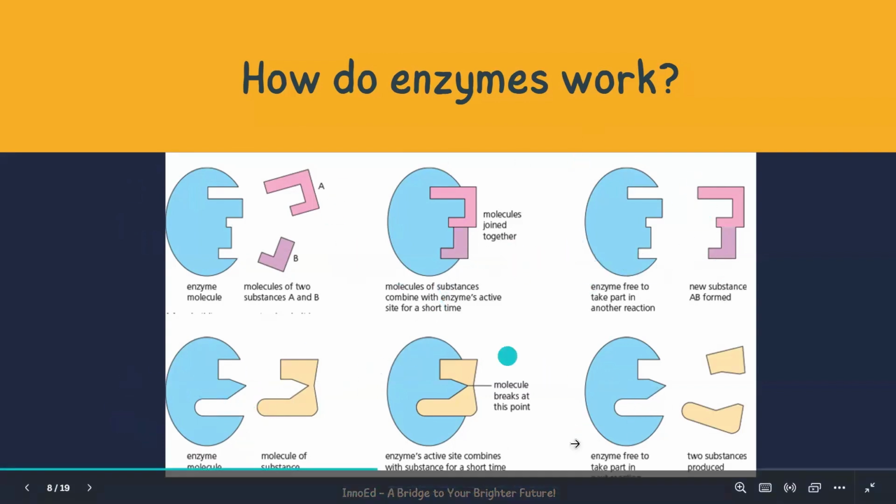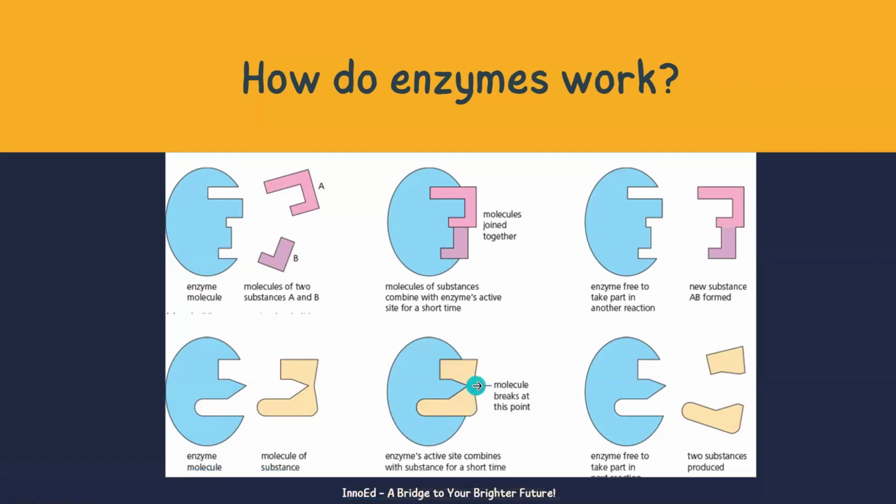So the second row is about breaking down. This is the enzyme. This is the active site. The shape of the active site is perfectly complementary to the shape of the substrate. So the substrate fits into the active site and they become an enzyme substrate complex. This is about breaking down. So the substrate is broken down at this point. So two products are formed.